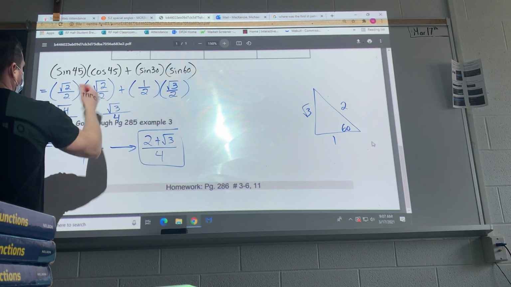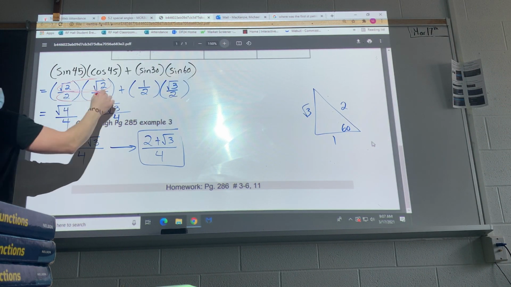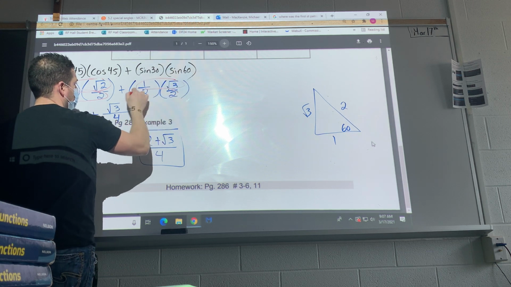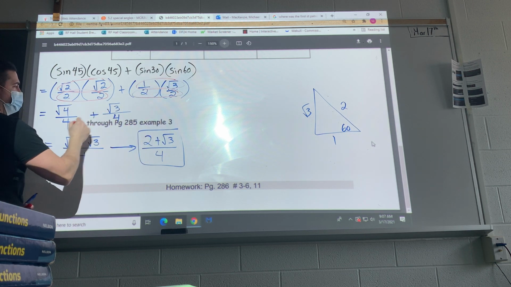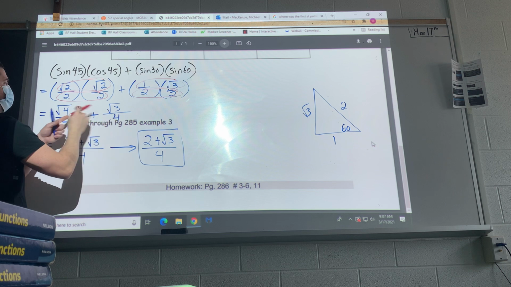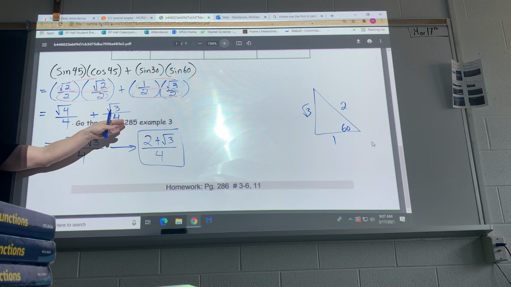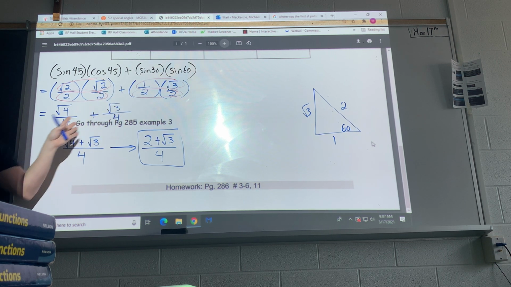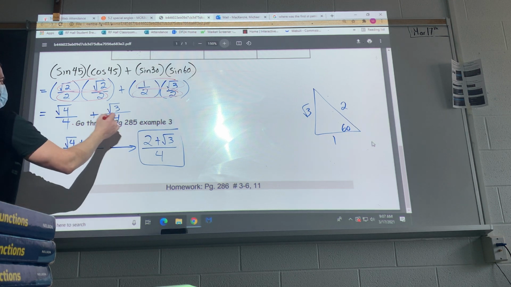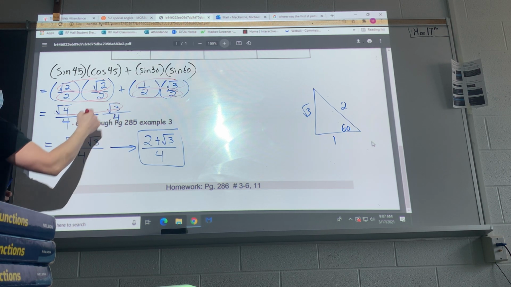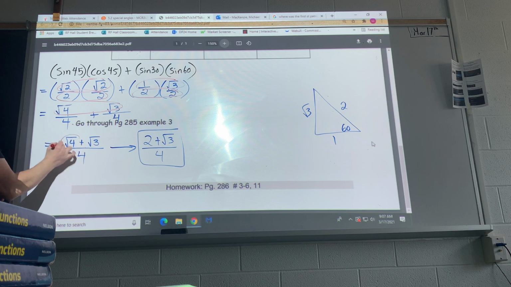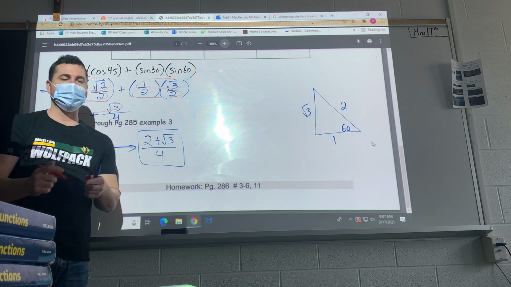So again, we multiply numerators and denominators. Since they have a common denominator already, we can add the numerators. If they didn't, then you'd have to make a common denominator. Say this was a 4 and this was a 2, you would have to multiply this one by 2 to make the common denominator. Then since they're the same, we add the numerators, and lastly, we can simplify square root of 4 to the answer of 2.